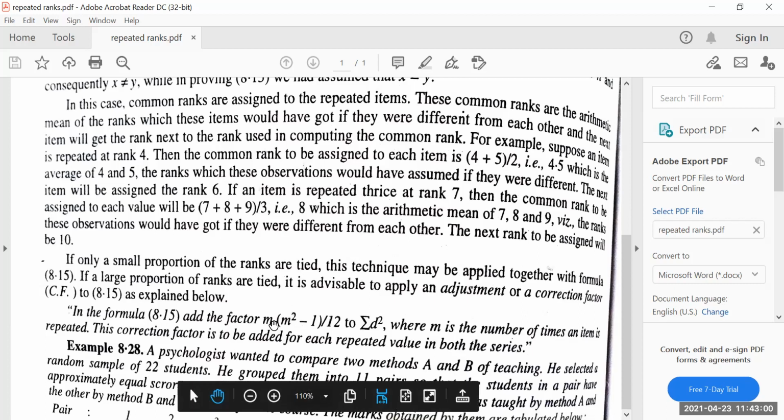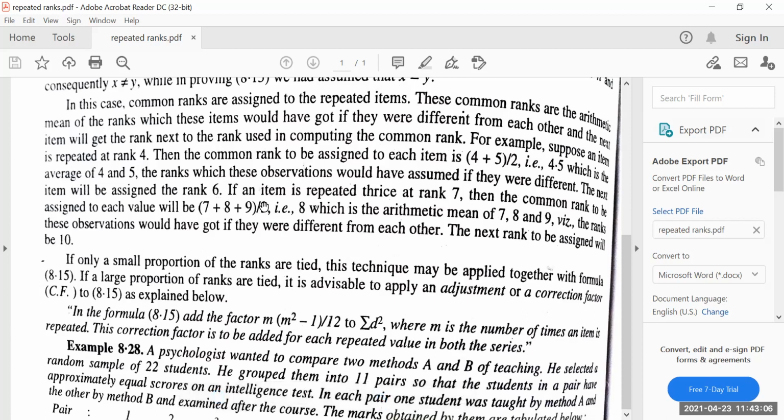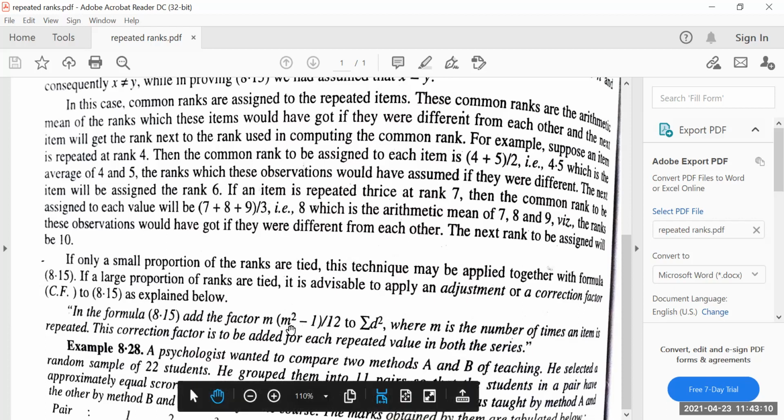So it means what correction factor you will add: 2 into 2 square minus 1 divided by 12. Then our 3 ranks repeated, so plus, along with this, plus we will add 3 into 3 square minus 1 divided by 12. So this correction factor has to be added every time in the summation d square. So right, we will do one example of tied ranks now.